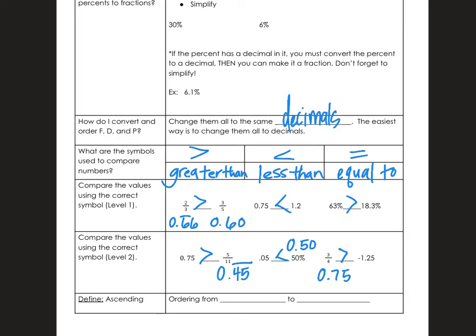When we're talking about ascending, that means that we're going from least to greatest. Think about it like, I'm going to ascend in the elevator. So I'm going to go from the first floor up to maybe the 5th floor.